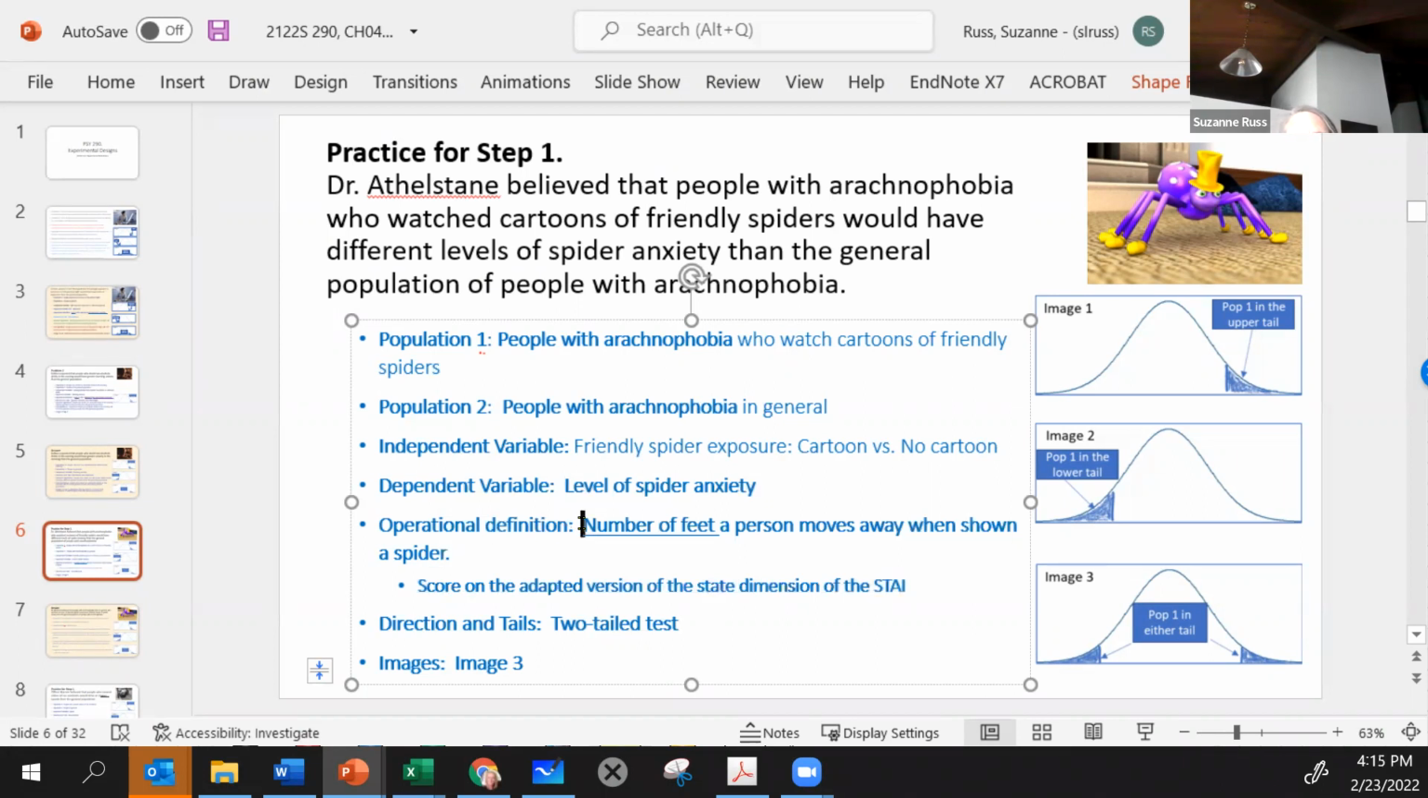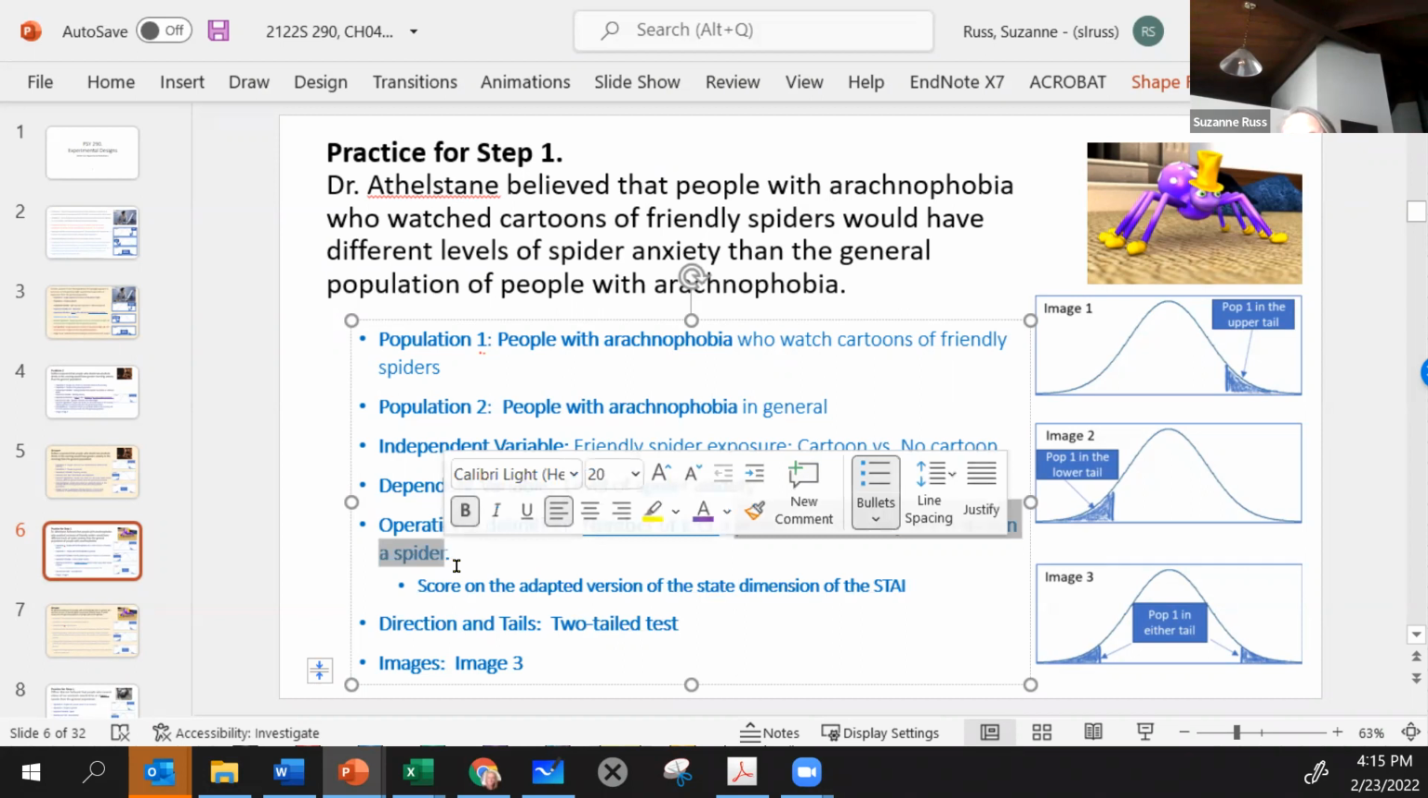So I think we could also say that this number of feet a person moves away when shown a spider would be a behavioral indicator. And I do think it's valid. We all said backing away would be a reaction someone would have. So that's valid. There might be a better way to do it, but at least we do have an operational definition.